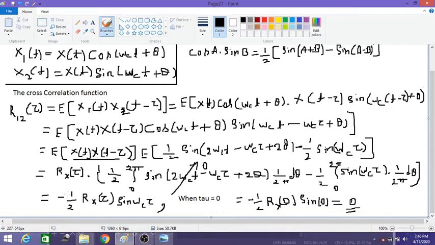So the final result is minus half Rx of tau into sine of omega c tau. We talked about this in the first tutorial of this random process: tau is nothing but the difference of two time instants, t1 and t2, written as t2 minus t1. So if this time difference becomes 0, then this cross correlation function ultimately results in 0.